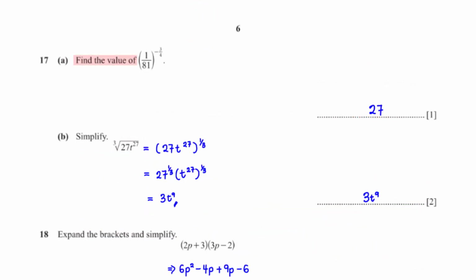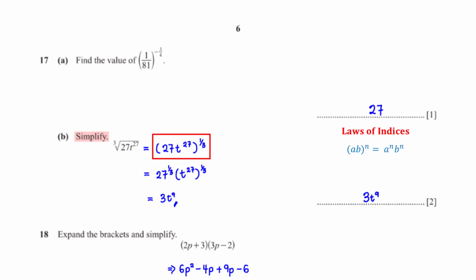Find the value of (1/81) raised to the power negative 3/4. When we type this into the calculator, we get 27. Simplify the cube root of 27t^27. By applying this rule in the laws of indices, we can rewrite this as (27t^27) raised to the power 1/3.